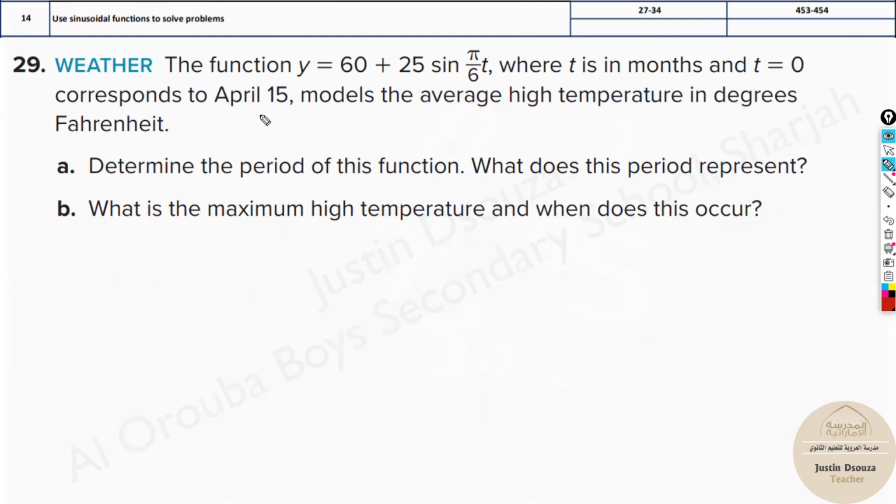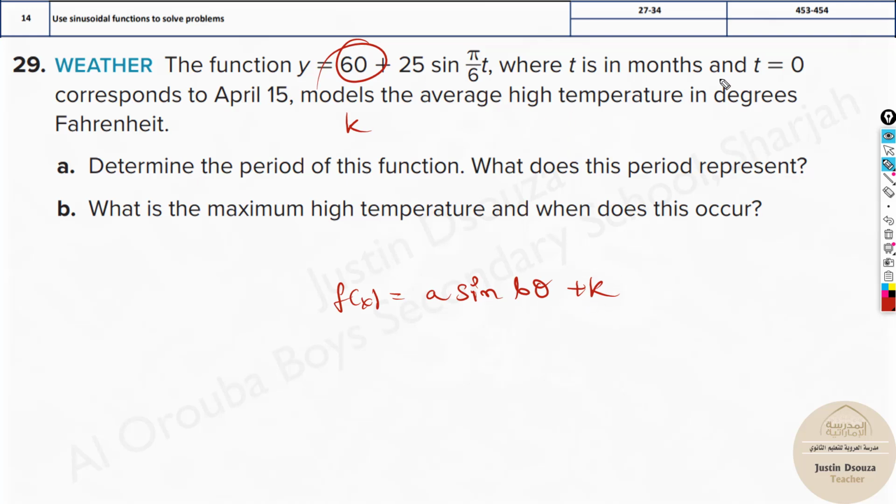Another similar problem is there. Here the function is given y equals 60 plus 25 sine pi by 6 t. Now what is this 60? 60 is the k value. In the previous problems we had the formula f of x is equal to a. Now since it's sine, I'll write a sine b theta plus k. This is the actual standard form, right? Now this k value is 60 over here.